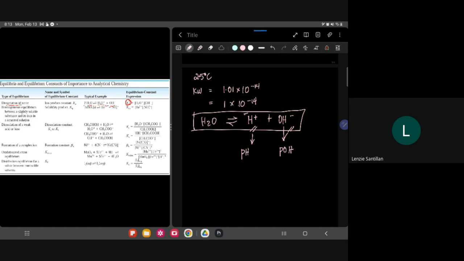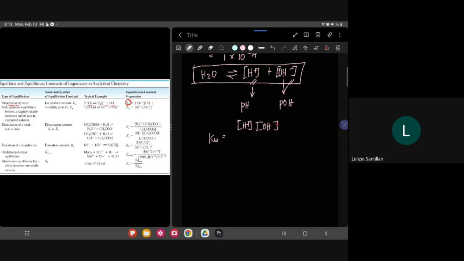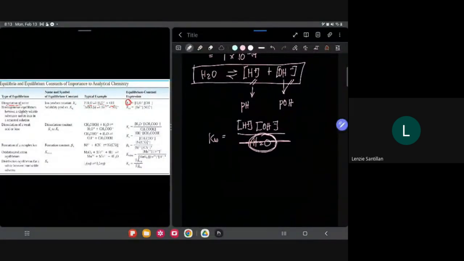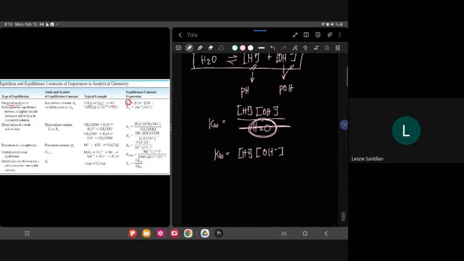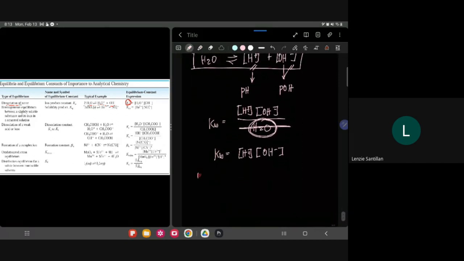Okay? If you are going to find the concentration of your H and OH, product over reactant tayo. So, KW of water is equivalent to H, then OH, don't forget the charges, over H2O. But again, gaya ng sinabi ko, on our case, kapag may H2O tayo nakikita sa denominator, hindi na natin siya sinasama. So in this case, the KW of water is just H plus and OH minus. Okay? Being in this case, guys, ang KW of water at 25 degrees Celsius is 1.01 times 10 raised to negative 14.